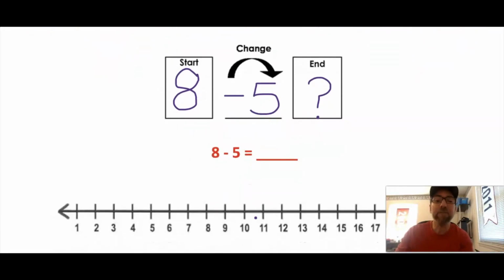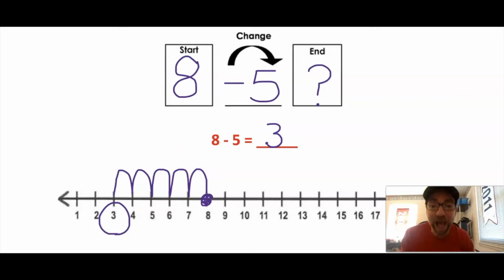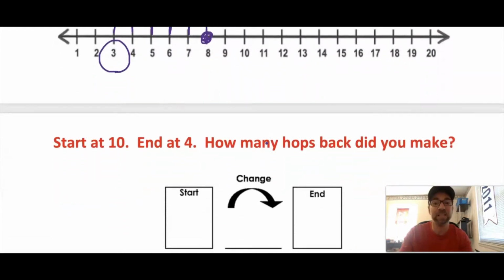Go ahead and solve this problem on your number line. Start at 8, count back 5. Where do you land? Did you land at the number 3? That's because 8 minus 5 equals 3. Awesome job. Go ahead and clear off that sheet protector, because now we're going to try another subtracting problem. But this time our unknown is going to be in a different spot. Let's see what this looks like.